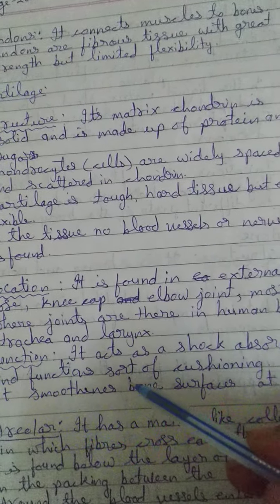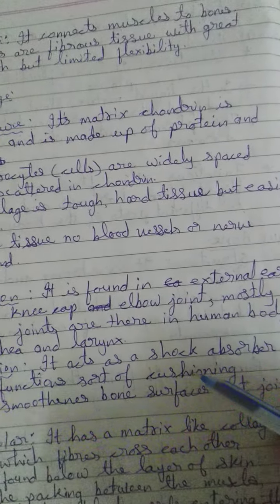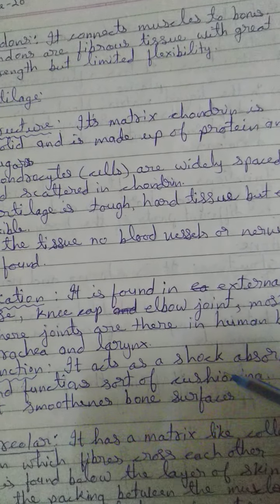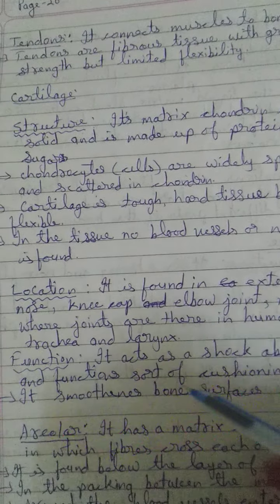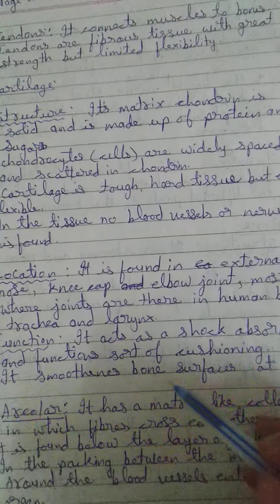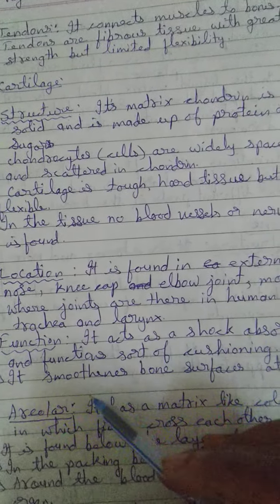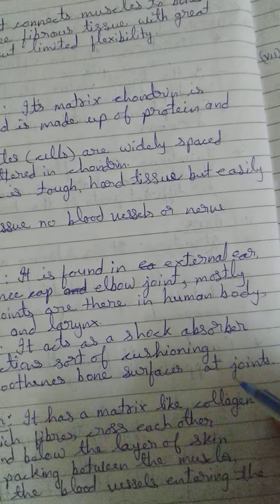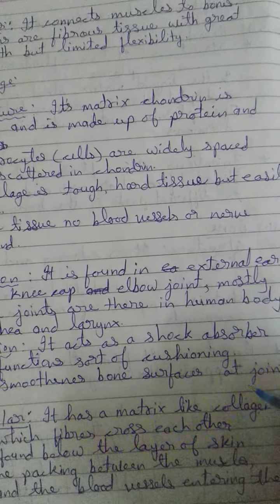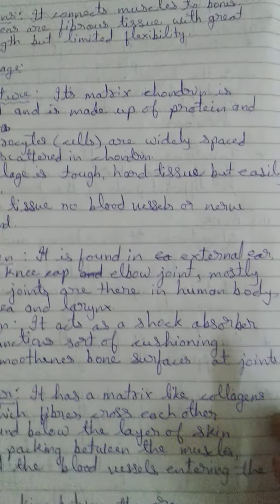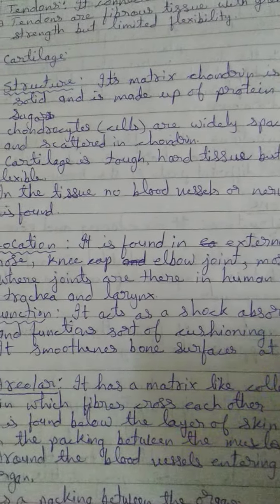Let's see the function. It acts as a shock absorber, for example in the kneecap or the elbow joint. If a shock is there, it absorbs the shock and functions like a sort of cushioning. It smoothens the bone surfaces at joints like elbow joints and knee joints. It keeps the movement smooth because of the presence of cartilage.